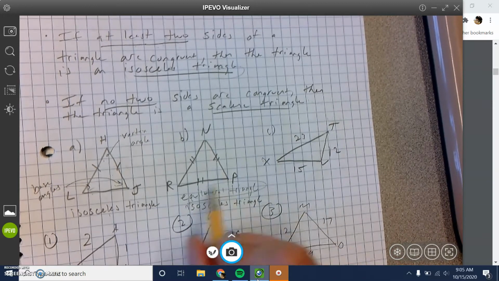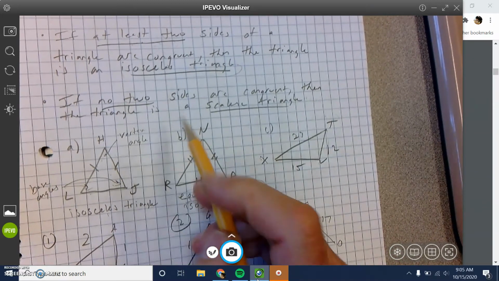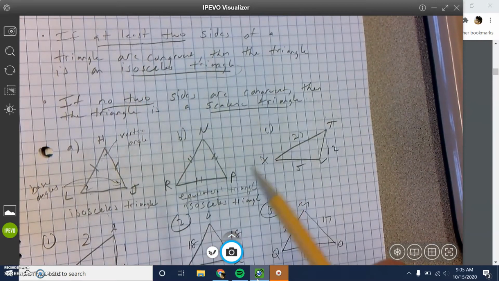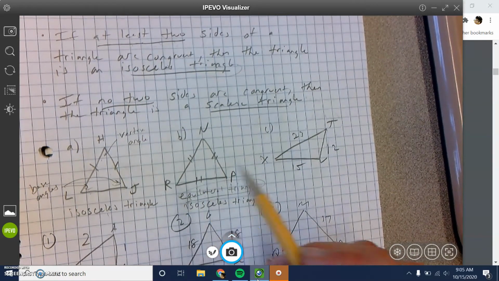Weird. Primarily, it's going to be called equilateral, but it's also going to be classified as isosceles because the definition says at least two sides of a triangle. And at least means two or more.